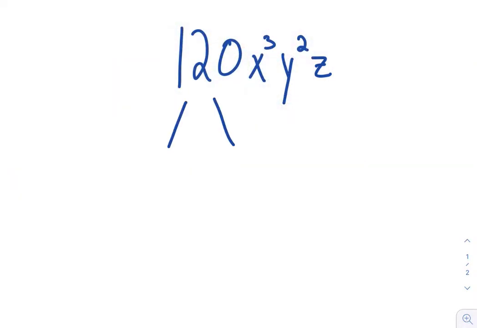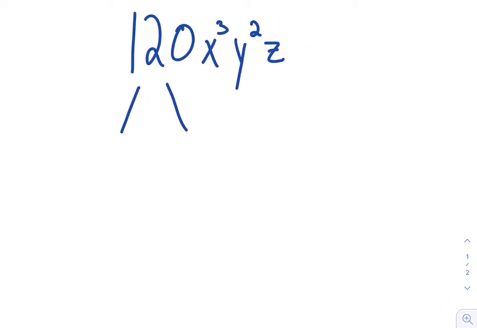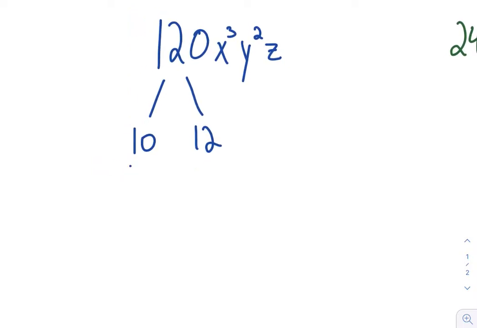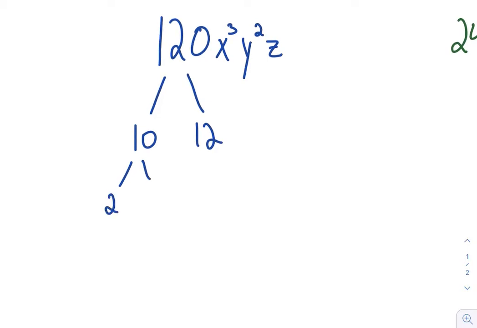So 120. I need to find the numbers that multiply to 120. Here, 2 numbers that multiply to 120 are 10 and 12. Now I could have done 2 and 60. Anything that multiplies to 120 doesn't matter, you'll end up with the same prime factorization in the end. Then I need to keep going. 10 is not a prime number, so I need to find the factors of 10, 2 and 5.